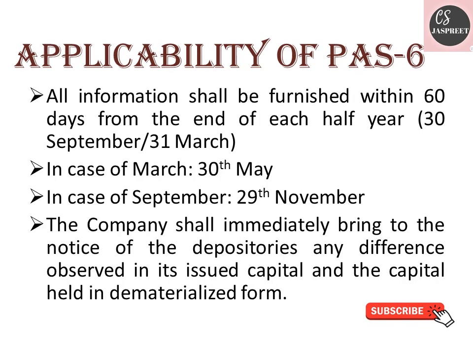Continuing with the applicability of PAS-6, all information shall be furnished within 60 days from the end of each half year. Because it has to be filed on half-yearly basis, the information shall be furnished within 60 days from 30th September or 31st March. So after 60 days, which days come? In case of March, it's 30th May and in case of September, it's 29th November. They are within 60 days from the end of each half year.